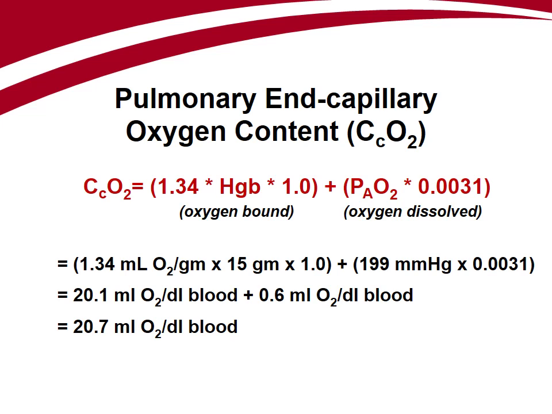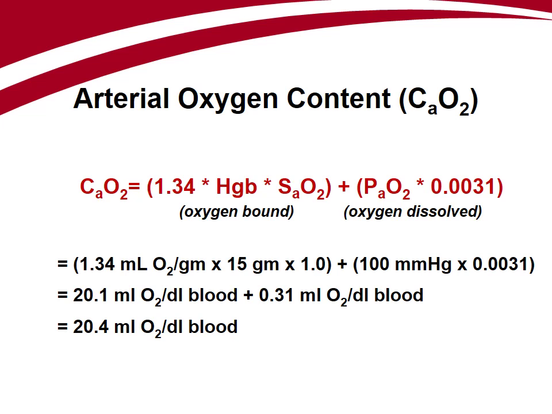To determine the oxygen content of blood leaving the left ventricle, we calculate the arterial oxygen content. The equation is the same, we just use the oxygen saturation and partial pressure of oxygen for arterial blood. For a patient with a hemoglobin of 15 grams and an arterial oxygen saturation of 100%, 20.1 milliliters of oxygen is bound to hemoglobin, while only 0.31 milliliters is dissolved in each 100 milliliters of blood, for a total arterial oxygen content of 20.4 milliliters per deciliter of blood.